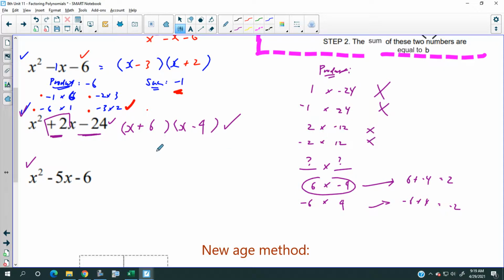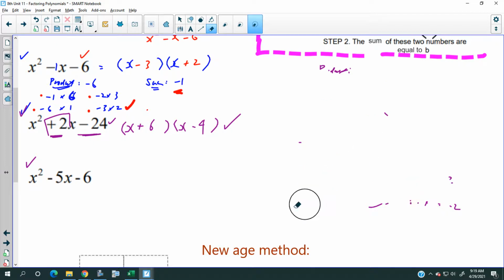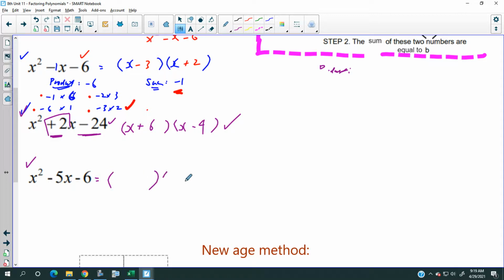Okay, here we go again. All right, let me erase this to make some room. So for this one, again, I'll set up my 2 parentheses, x and x. All right, now, again, I'm going to talk through it, okay? So try to follow me. I need 2 numbers that multiply to give us negative 6, all right, but will add up to negative 5. Now, immediately, the most obvious choice is obviously 6 and 1, right?